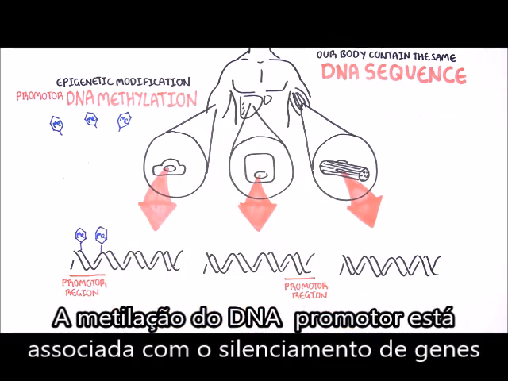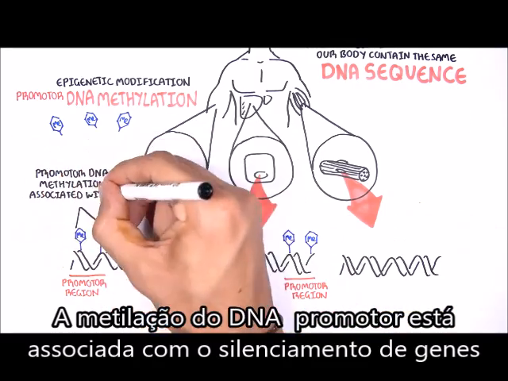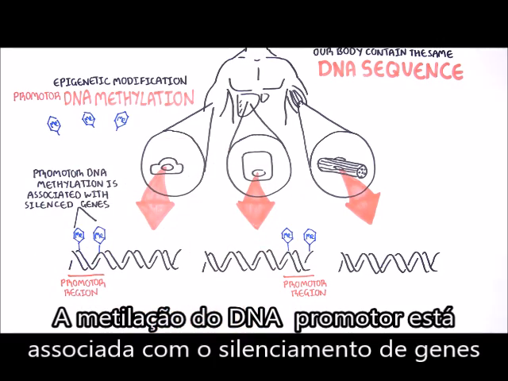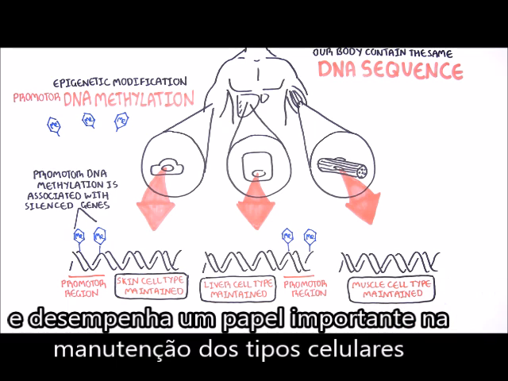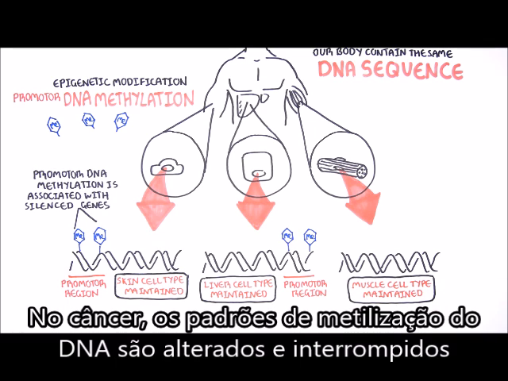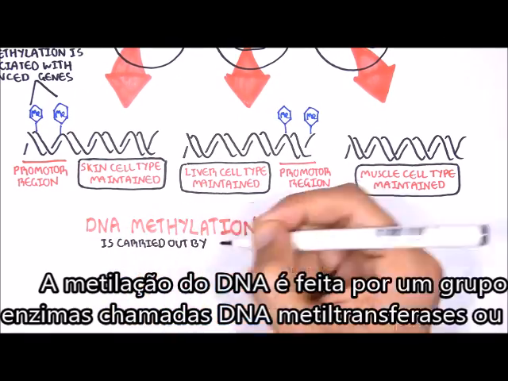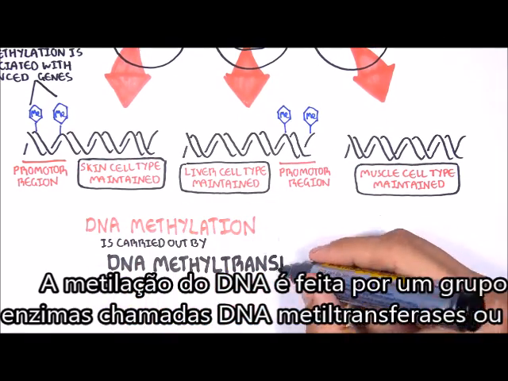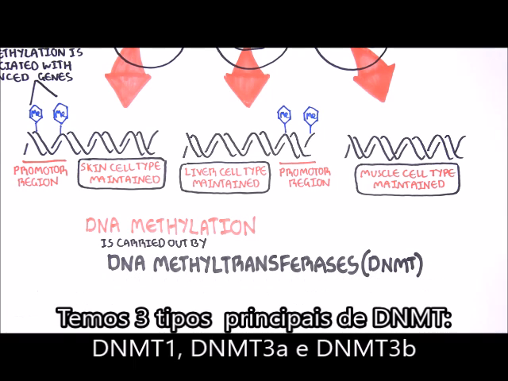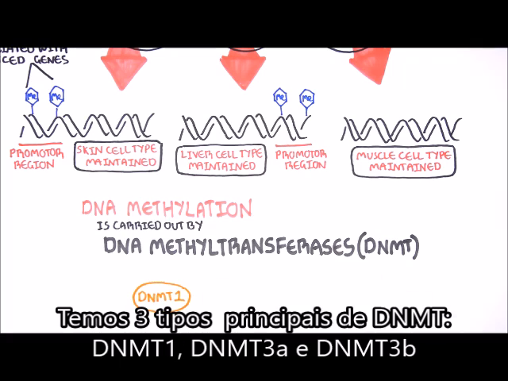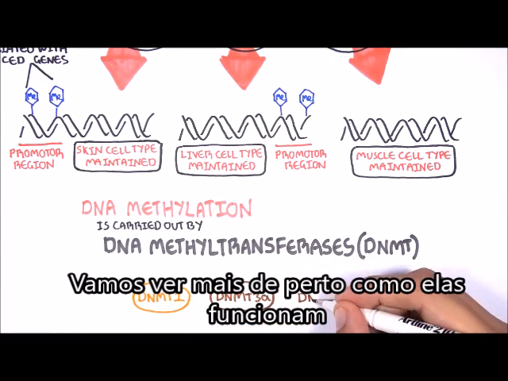Promoter DNA methylation is associated with gene silencing and plays an important role in maintaining cell types. In cancer, DNA methylation patterns are altered and disrupted. DNA methylation is carried out by a group of enzymes known as DNA methyltransferases, or DNMT for short. We have three major types: DNMT1, DNMT3A, and DNMT3B. Let's have a closer look at how they work.